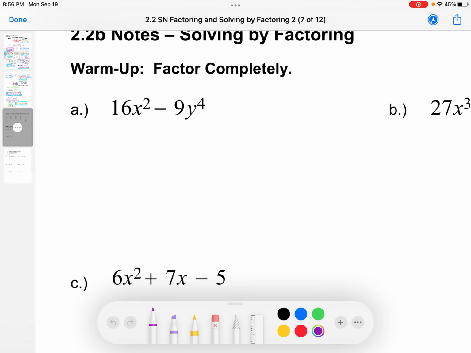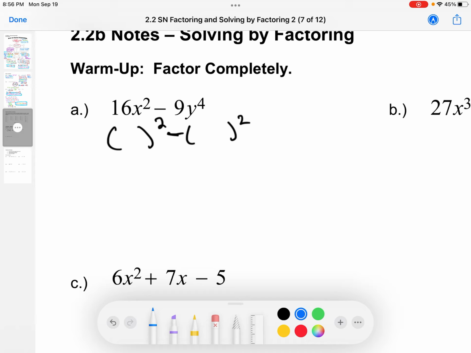We look for greatest common factor first. This does not have one. So then we look for how many terms it has, and there are two. When there are two terms, we look for either squares or cubes. These are both perfect squares, and they are subtracted. So we'll use the difference of squares form for factoring.